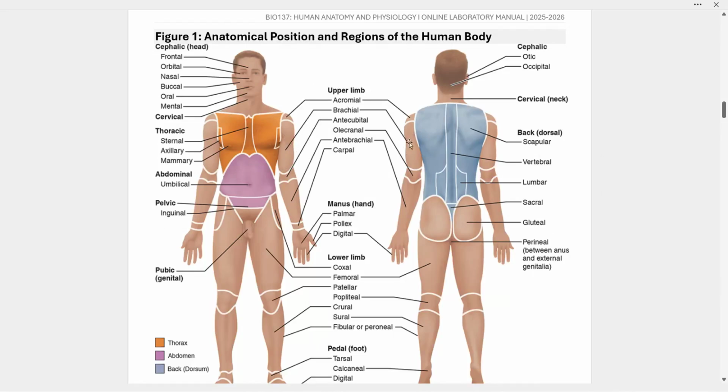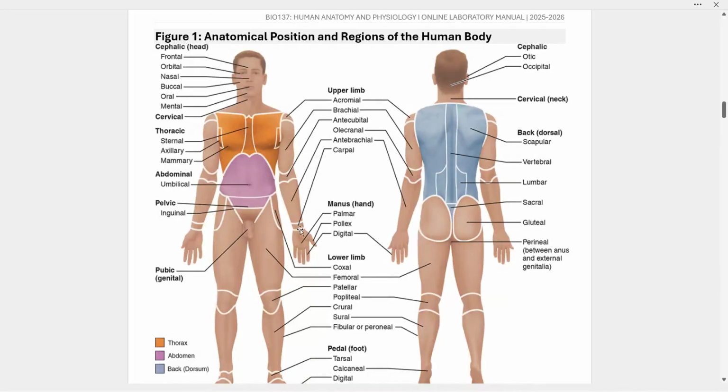Okay, so you have the front of the arm and the back of the arm. Antecubital is going to be the front of the elbow, where that little crease is. On the back of the elbow, it's the olecranon. And later on, you're going to learn that the olecranon process is back there, one of the bones. Antebrachial is going to be basically your forearm.